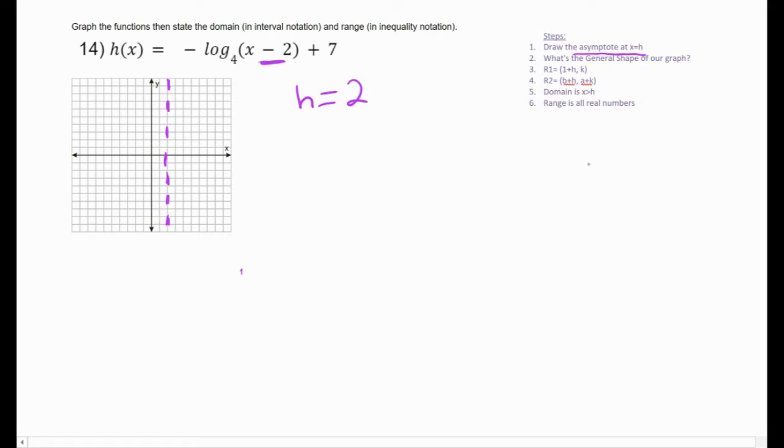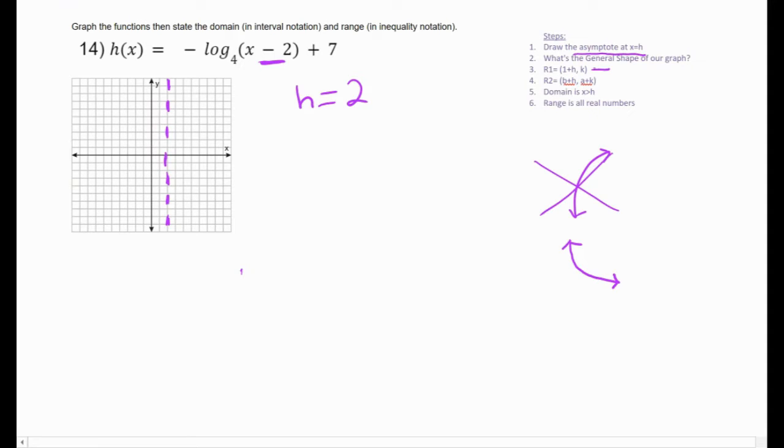Next, my general shape. Normally our general shape looks like this of a log, but that's not what it's going to be this time because we have a negative a value, meaning it flips vertically. So in general, our shape should look like this when we're done, and we'll double check that at the end to make sure that we are correct.